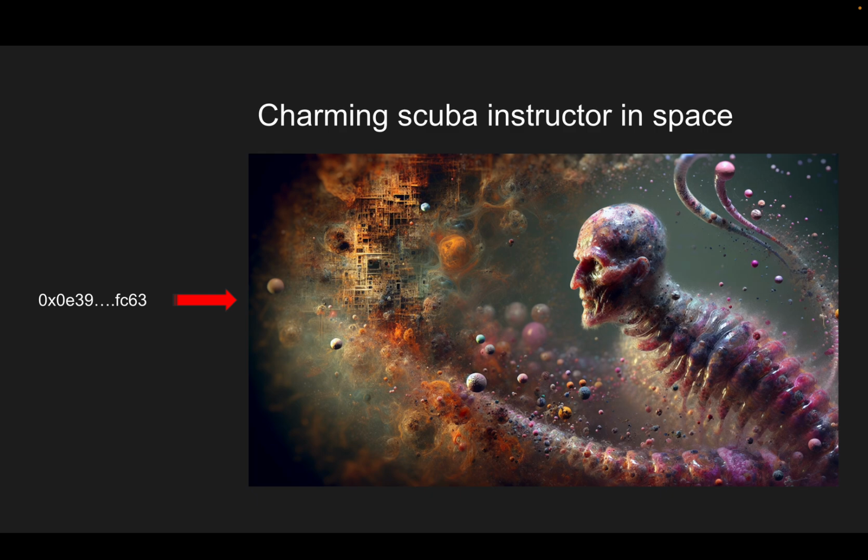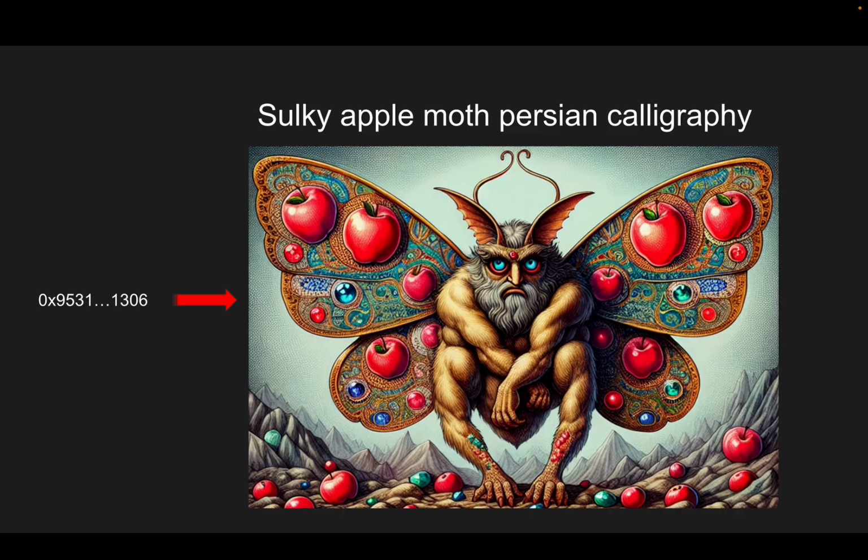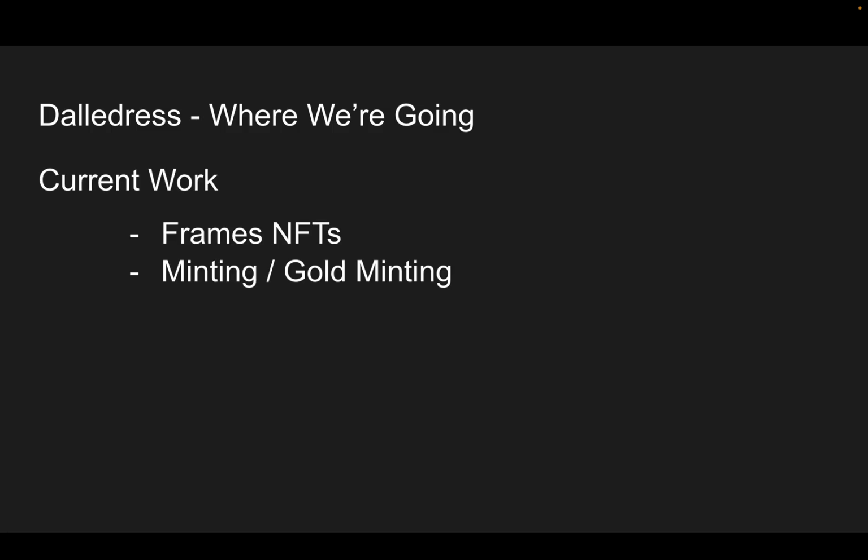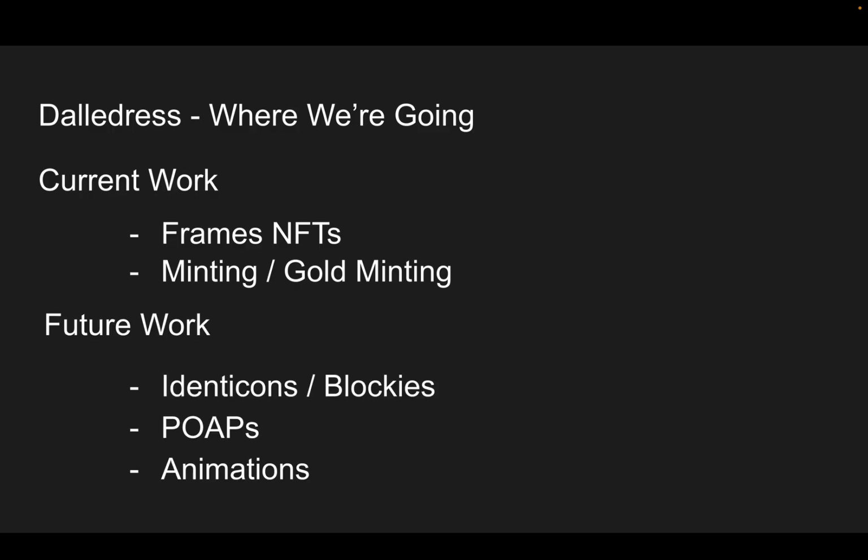These images we think are really interesting, very memorable, and could eventually one day be used as perhaps an identicon. So here's an apple moth in a Persian calligraphy. This weekend we worked on building a frames application for Farcaster, working on minting these as NFTs, and in the future we hope that we can extend it to maybe add animations or use it in some of the POAPs that we see. I think it could be memorable.